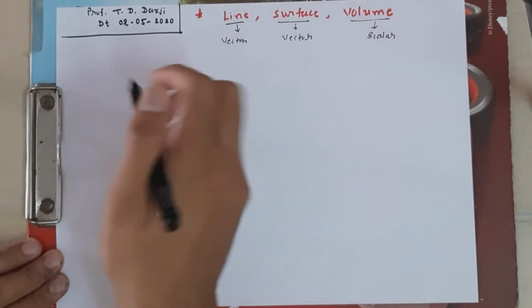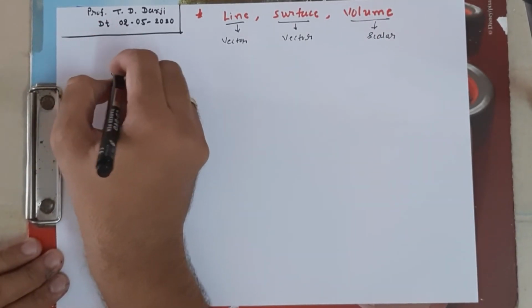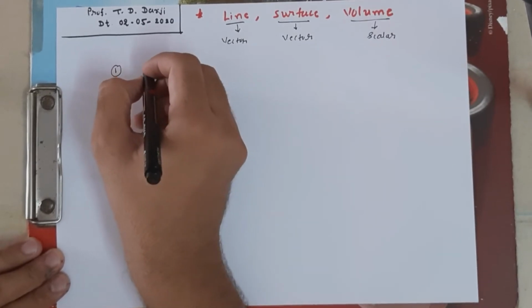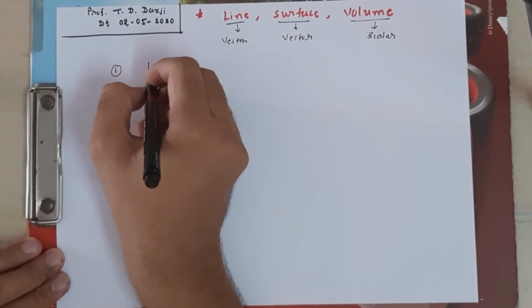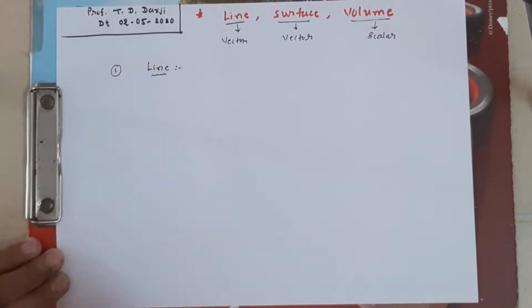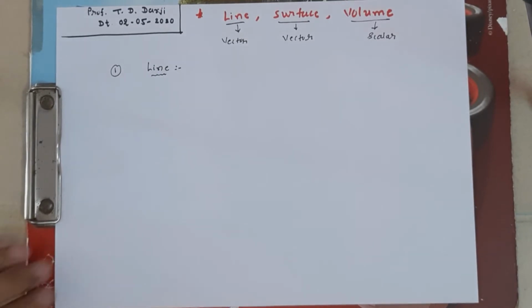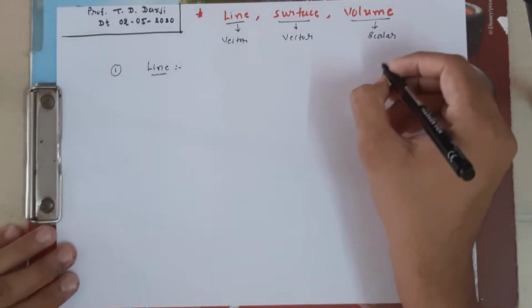So let us say first, line. The equation of line in all the three coordinate systems. Here I do not have to take the whole line, I just have to take a very small portion of the line, and it is known as the differential portion of the line. So I have to write the equation of the differential line. What do we mean by differential line?